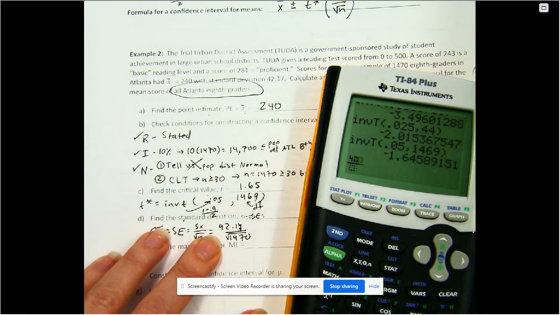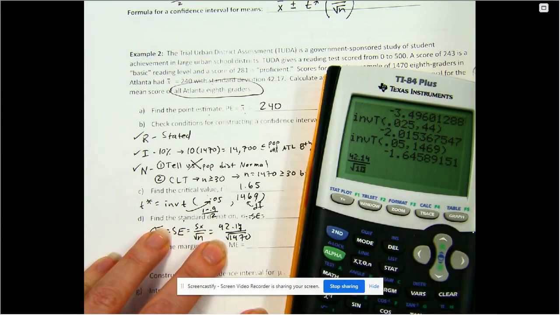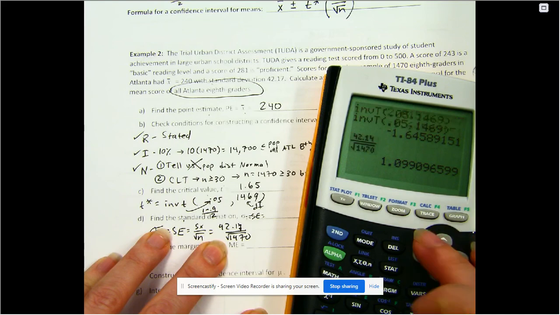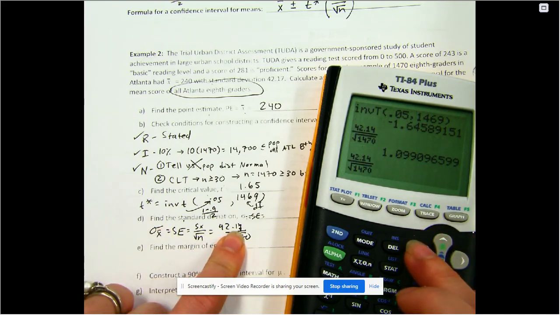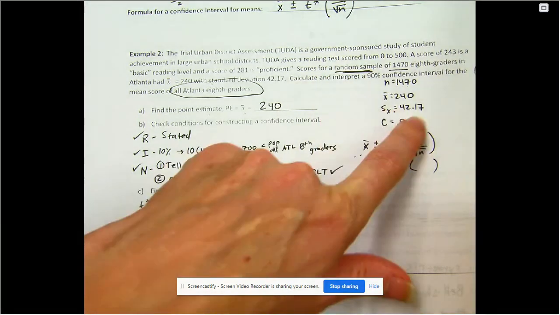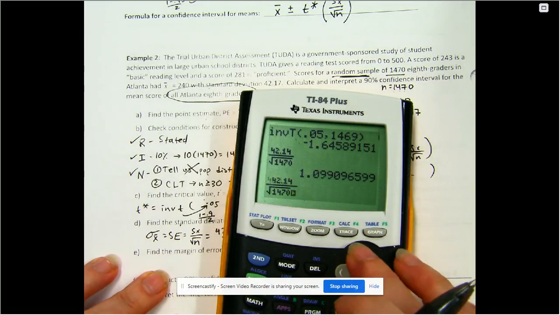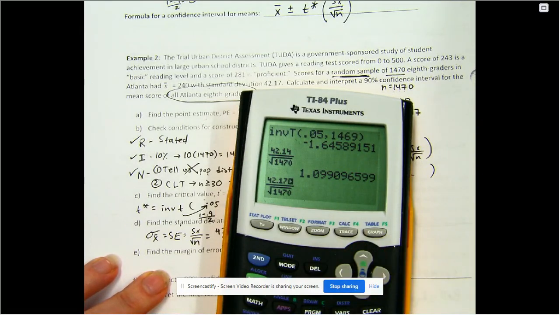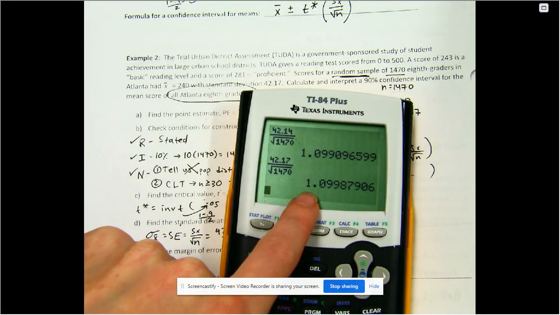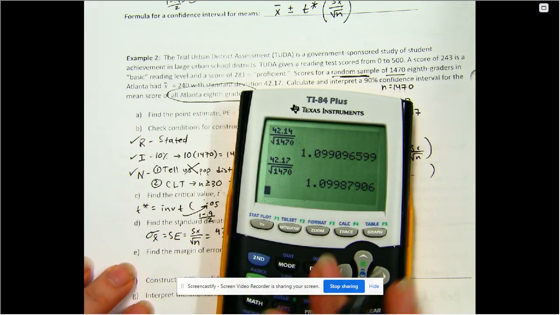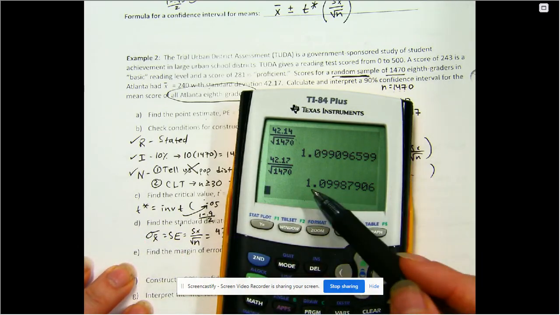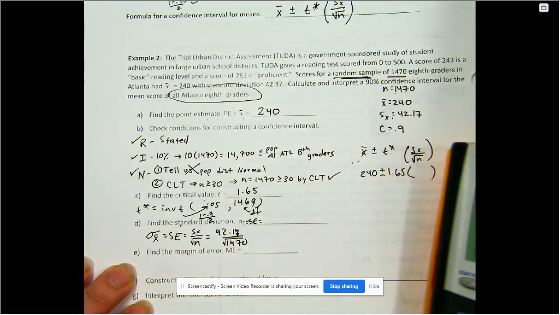So I have 42.14, and I have the square root of 1,470. Oops. Notice what I did. I misread my writing. That is a 7, right? Yeah, oopsie. So I really meant 7. So I got 1.09987. So I'm going to call that 1.10.